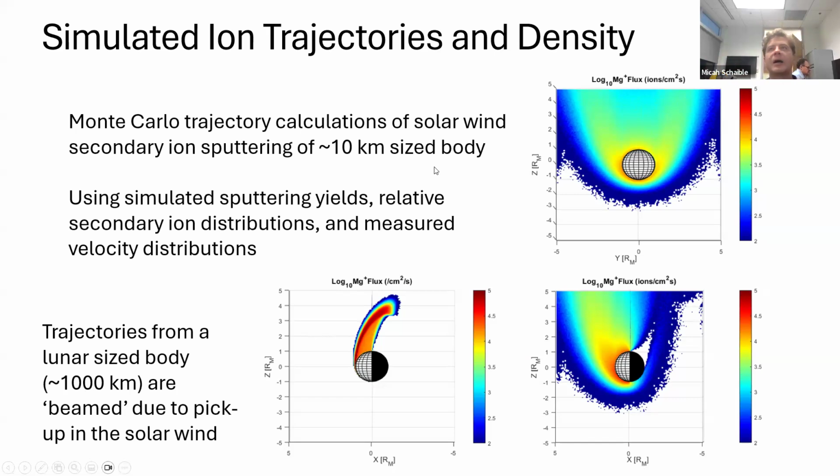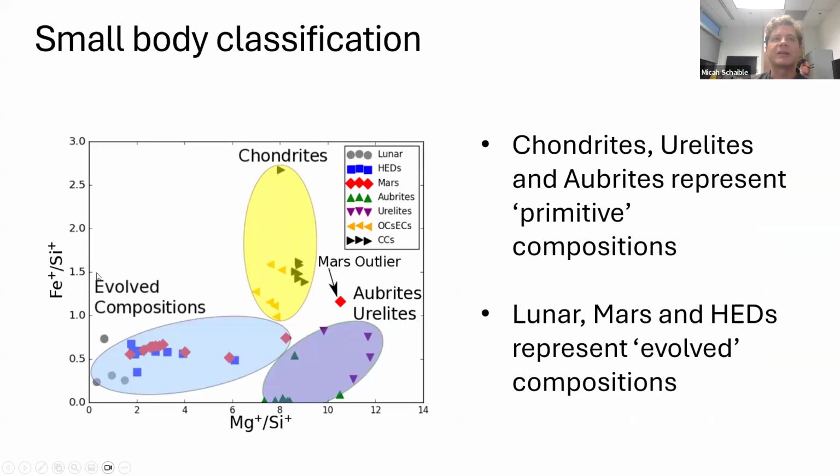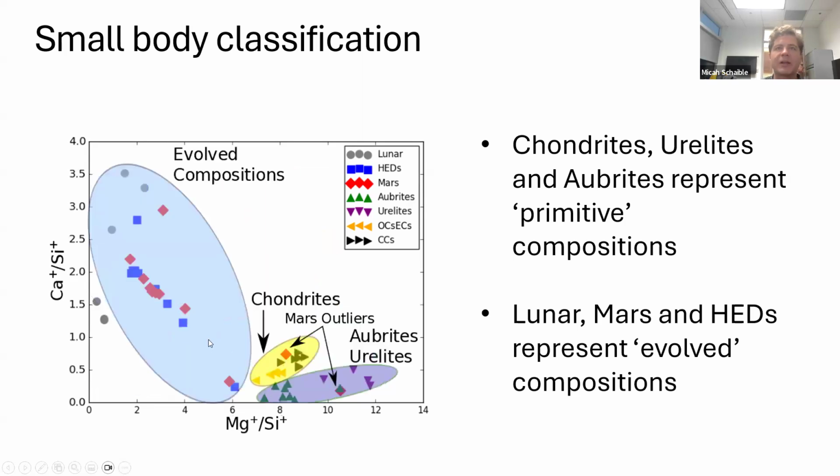So just finishing up here, we can also use the relative abundances of these secondary ions to do some very first order origins calculations. Looking at the ratio of iron to silicon versus magnesium to silicon, you can see there's a pretty clear separation between primitive bodies such as chondrites versus evolved compositions. And then by comparing this for a couple of different elemental pairs, calcium to silicon versus magnesium to silicon, we can start making some assumptions: if we go to a small body and measure these ratios, we can expect it to be either a primitive or an evolved composition.